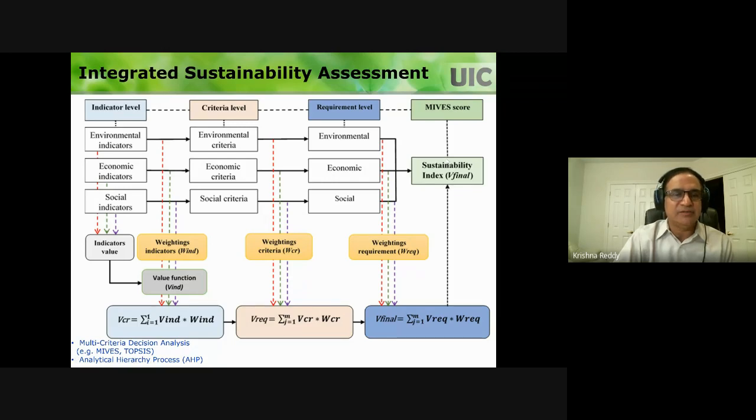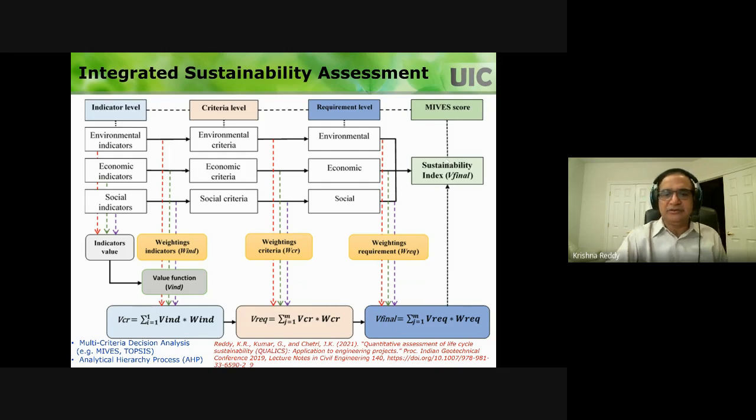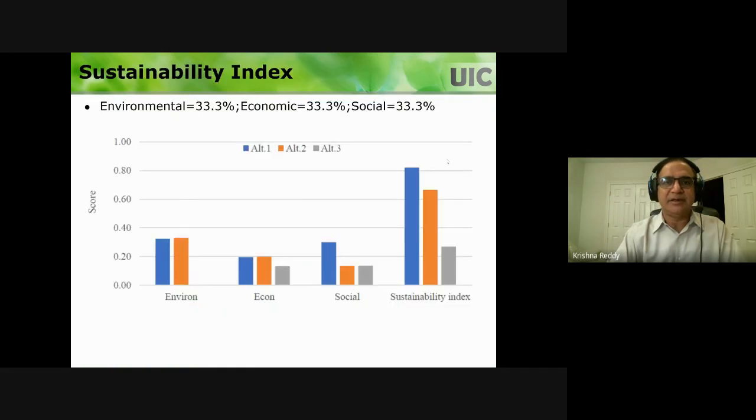In this process, we have to use multi-criteria decision analysis, the analytical hierarchy process. But I have this publication, if you are interested, look at this one, where we explain in detail and also give you some other examples of how this integrated sustainability assessment can be performed. The tool is called QUALIX, Quantitative Assessment of Life Cycle Sustainability. You can get this paper and read it. And if you have a hard time getting it, just send me an email. I will be happy to send it by email.